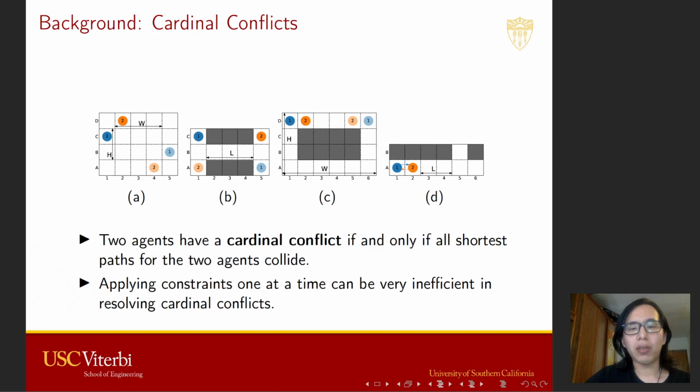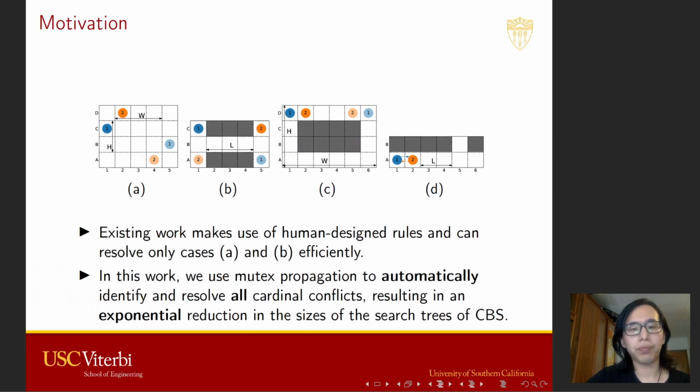So what is a cardinal conflict? Two agents have a cardinal conflict if and only if all shortest paths for the two agents collide. Here, we show another three examples of cardinal conflict. As we have already seen, applying constraints one at a time can be very inefficient in resolving cardinal conflicts. In these three examples, we also annotate one or two geometric parameters of the map, and we will see that as these parameters increase, the number of node expansions by CBS also grows exponentially.